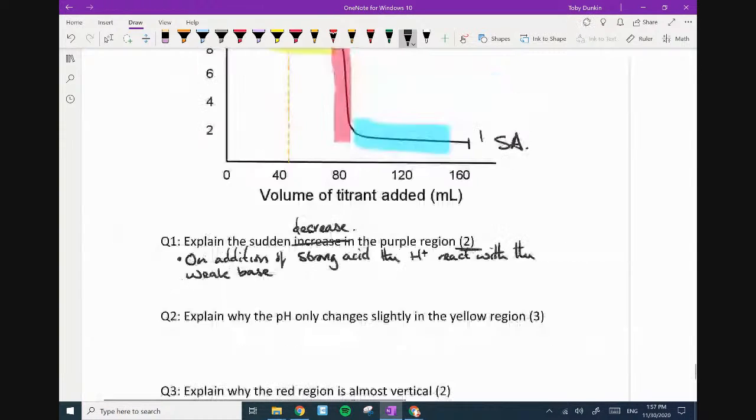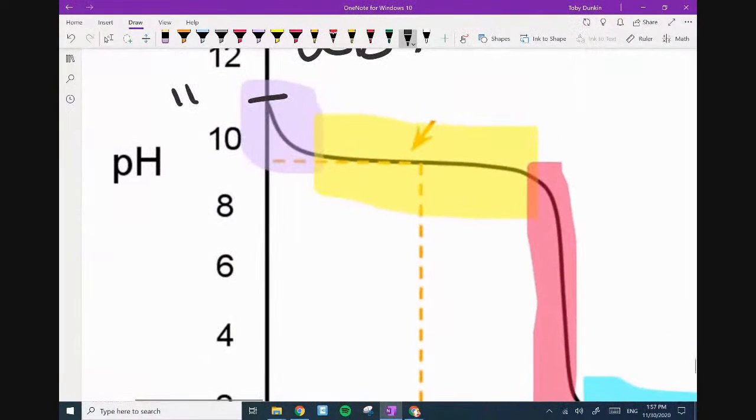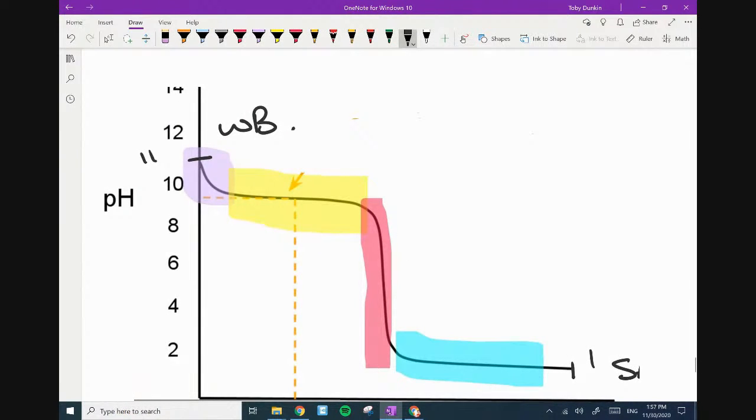Causing, now, so that's the first mark. We need to say that there's a reaction here. Why was it pH 11 at the beginning? By the way, let's pick out ammonia as our weak base. Yeah, the pH is 11 because I got lots of these.